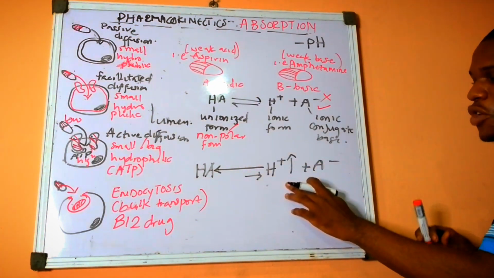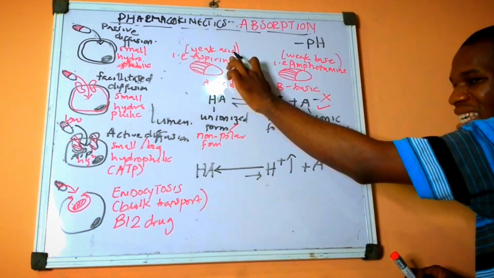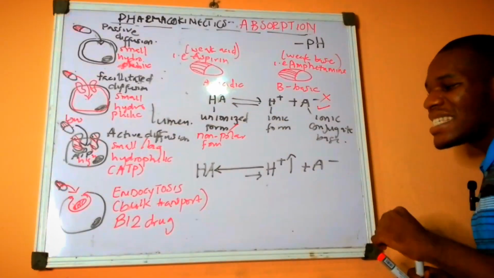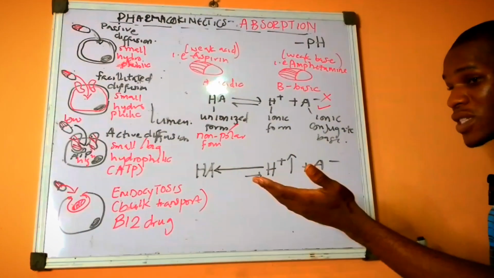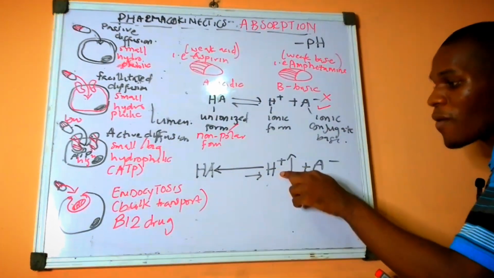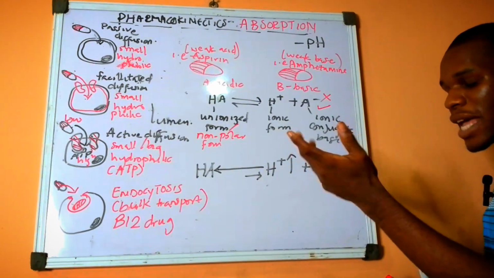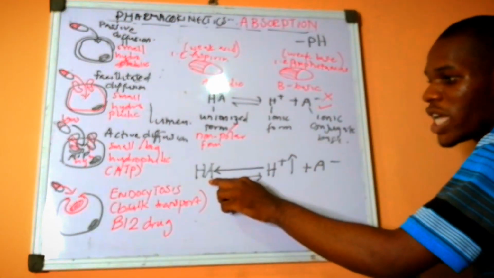So a way to increase this proton is if this particular drug, which is a weak acid, is now found inside an acidic environment. Of course, an acid is a substance that gives off hydrogen ions. So if there's an increased proton, an acidic environment like the stomach, more of HA will be formed.